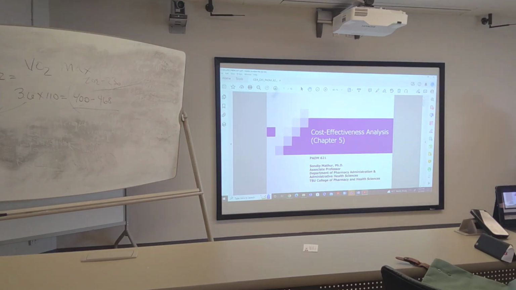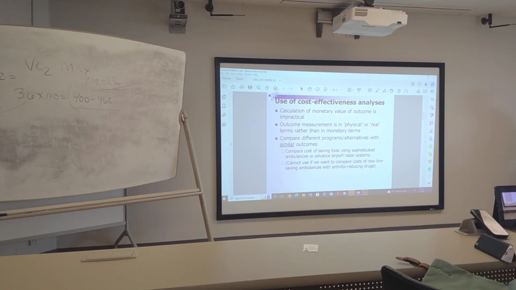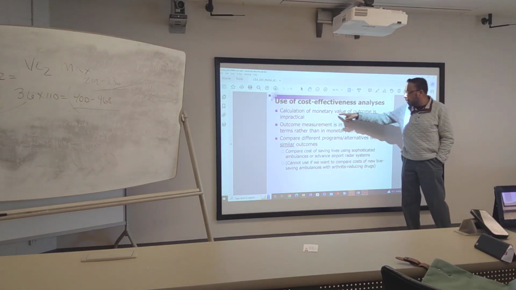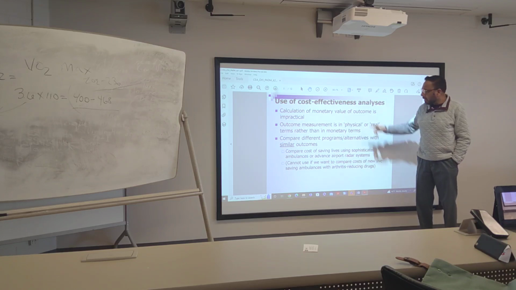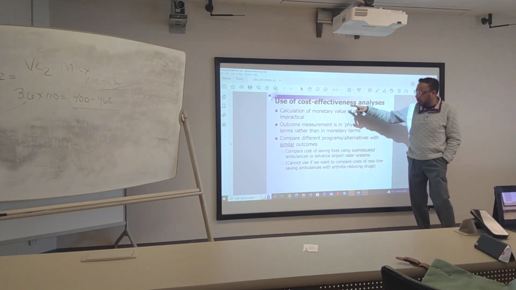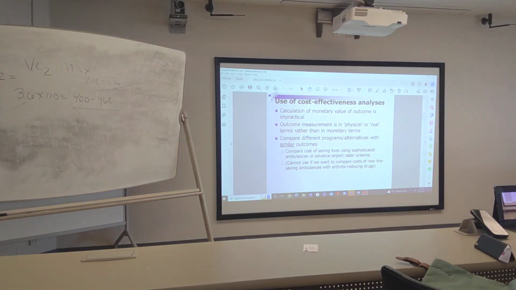So you may have a question on the exam asking what the differences are, and whether you can tell which approach is appropriate. So this slide tells us that. Sometimes an advantage of this method is that monetary valuation of an outcome is impractical. It's not easy, you cannot do it. Another advantage of this technique, the one we're talking about today, is that clinicians relate more to the outcome in clinical terms, physical units.